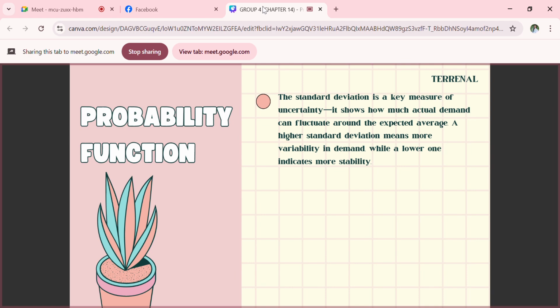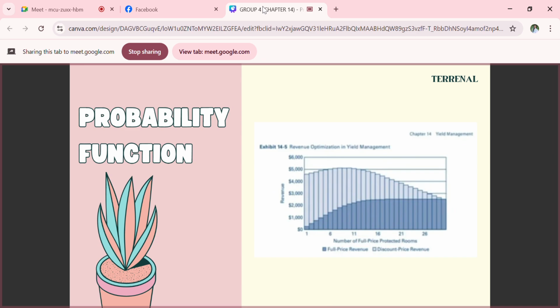So this example shows how understanding both the average demand and standard deviation allows the hotel to better anticipate demand fluctuation. Knowing the probabilities helps the operator make better capacity allocation decisions, ensuring that rooms are optimally reserved without relying purely on guesswork. And next slide, please.